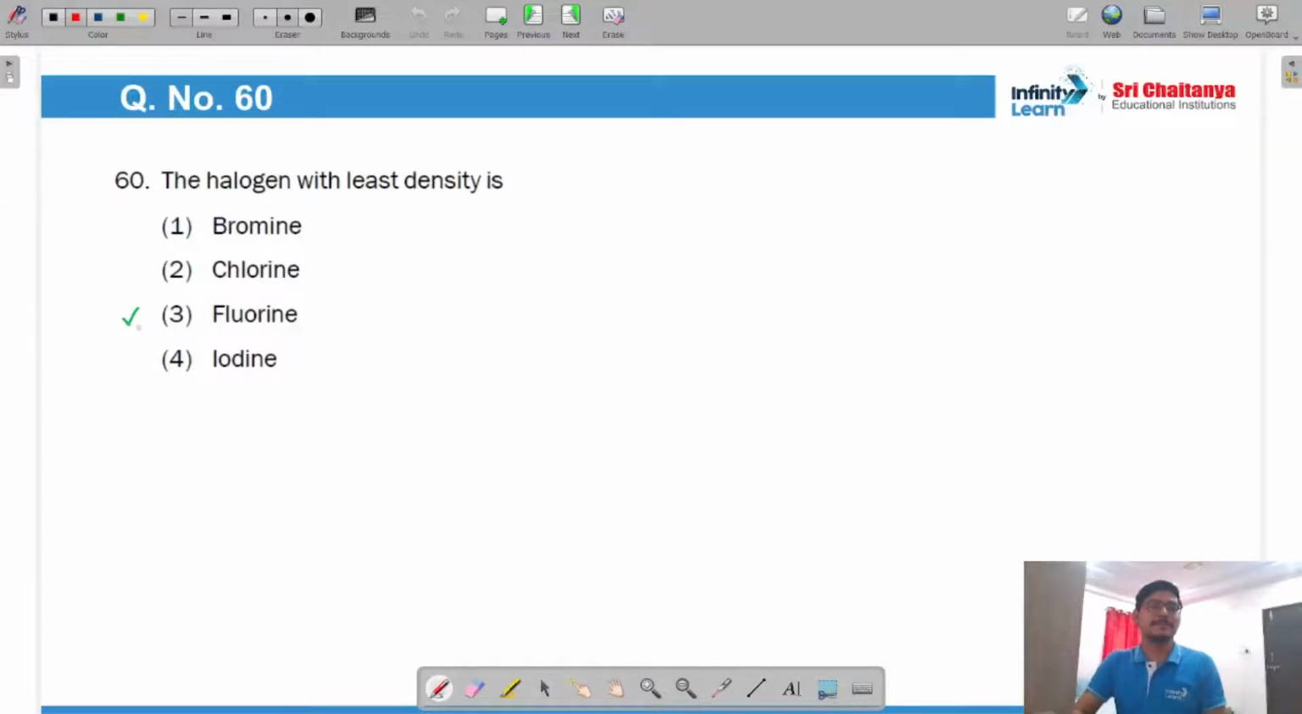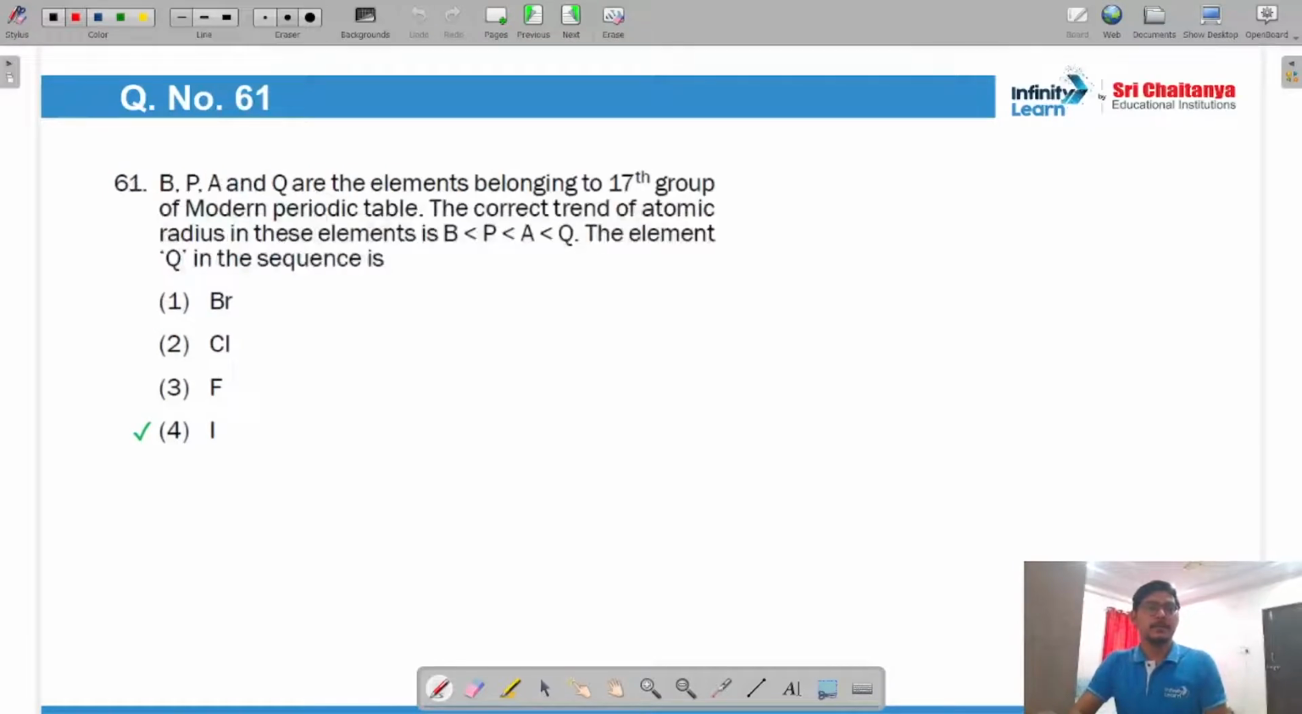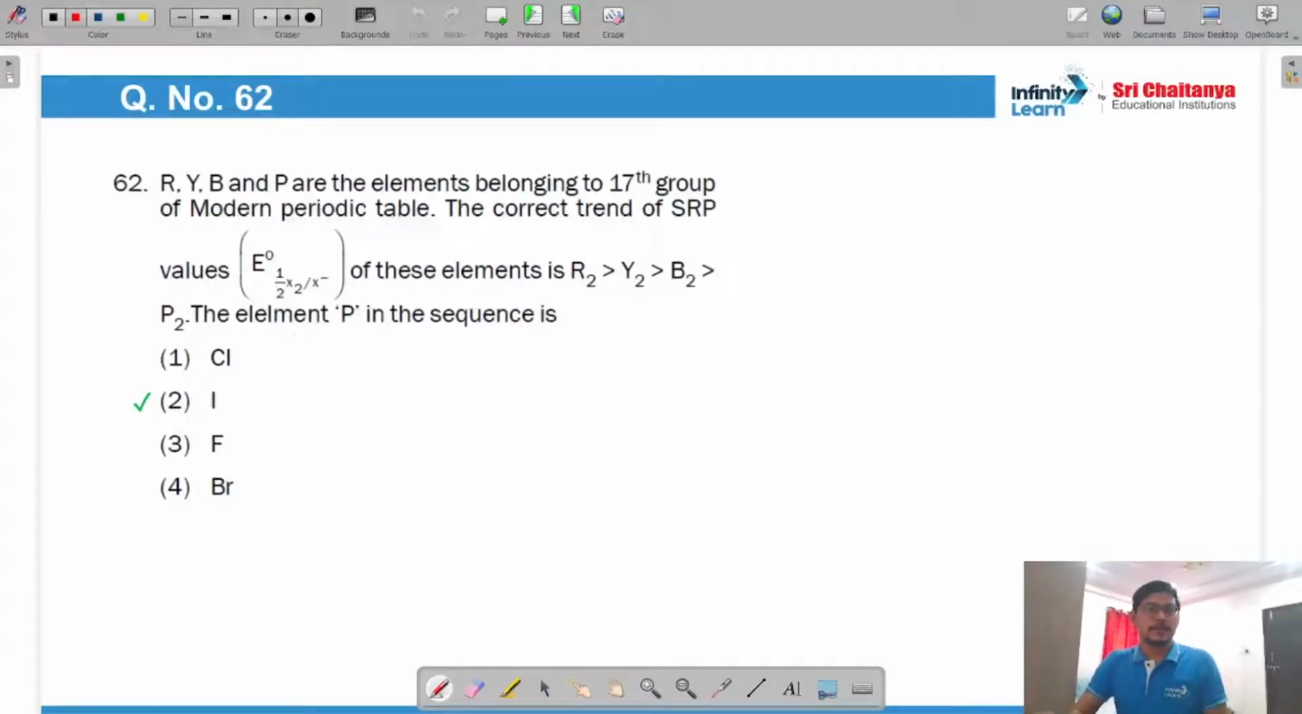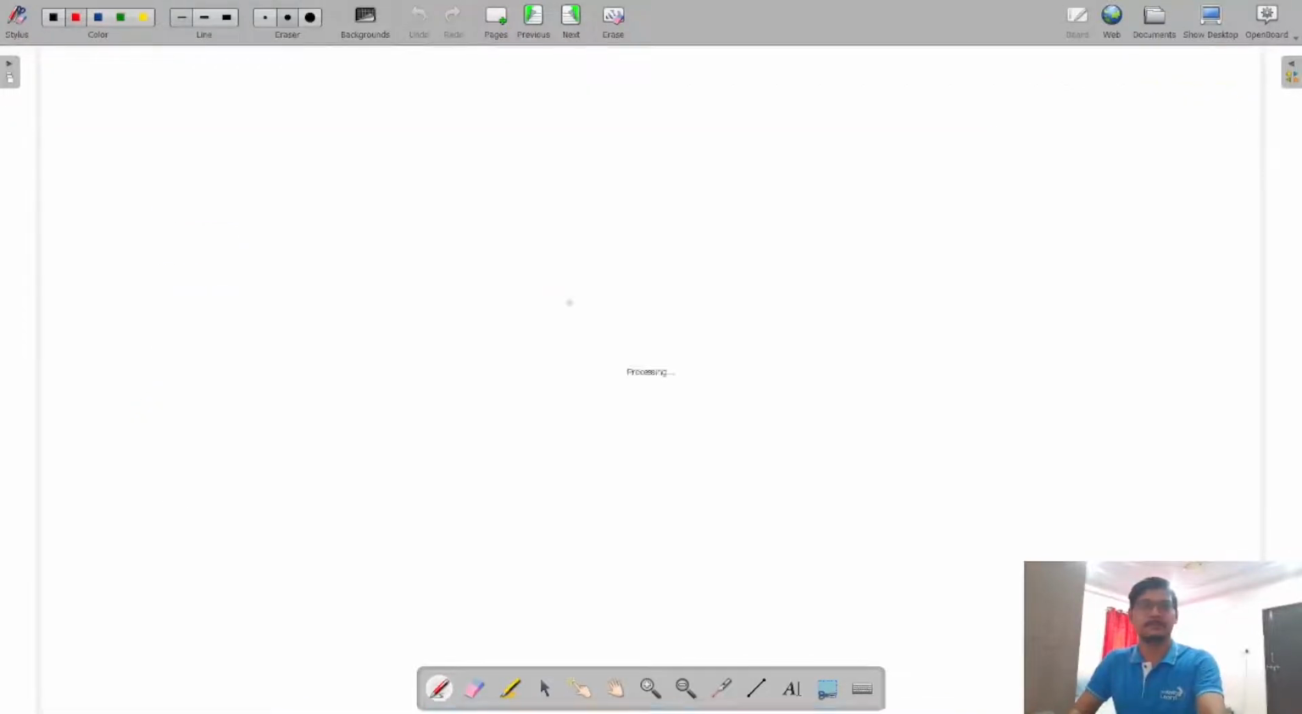The halogen with least density is fluorine, because down the group mass increases, and the increase in mass outweighs the increase in size, so overall density increases. B, P, A, and Q are elements belonging to the 17th group of the modern periodic table. The correct trend of atomic radius is this. The element Q in the sequence is of course iodine, because down the group atomic radius increases. The element P in the sequence is of course iodine, because iodine is the weakest oxidizing agent in this, right? And fluorine is the strongest oxidizing agent in group 17 elements.